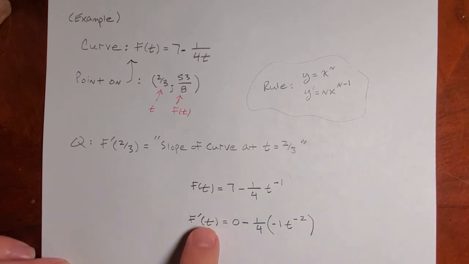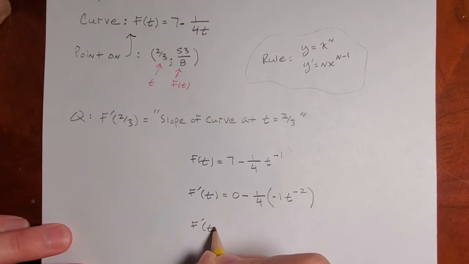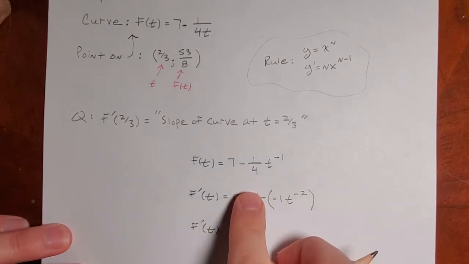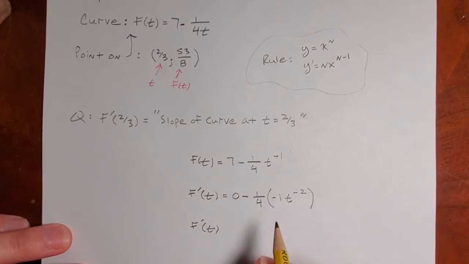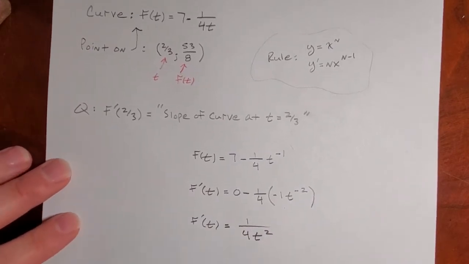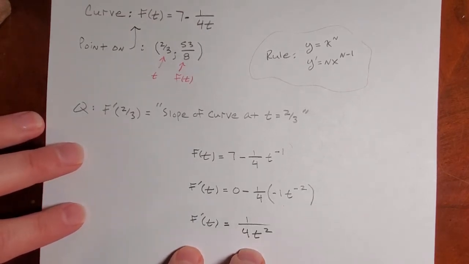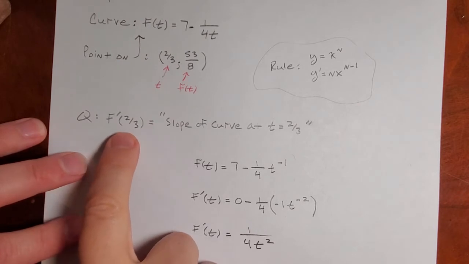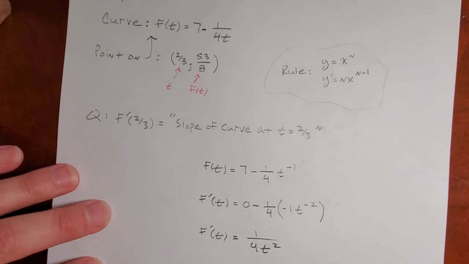Okay, so we've got our derivative. f prime of t is, well, you have 0 minus -1/4 times -1. Let's write it like this. That's going to be positive 1 over 4t squared. Okay, so there's our derivative. Now, the question was a little bit beyond that. What is f prime at 2/3? What's the slope of the curve at the point where t is 2/3?